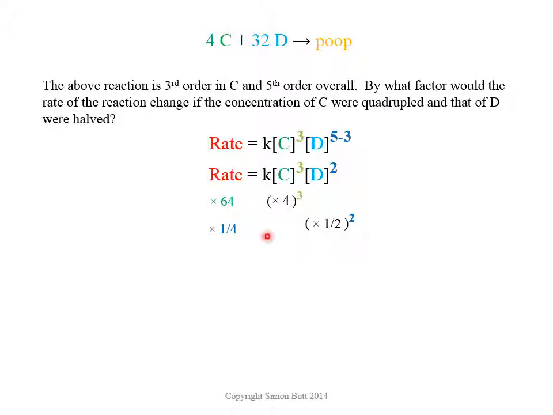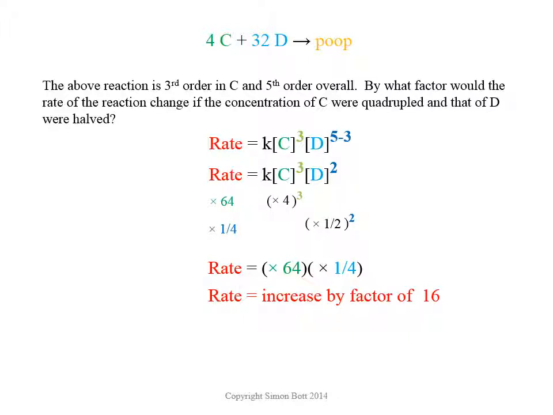So the effect of quadrupling C increases the rate by a factor of 64. However, halving D multiplies it by a factor of a quarter, all right, decreases it by 4 if you want to use fancy words. And so therefore what happens to the rate is that it gets increased by 64 on the one hand, but multiplied by a factor of a fourth on the other. So the rate overall increases by a factor of 16. Okay, so that's an example of how you utilize the rate law once you've got it.